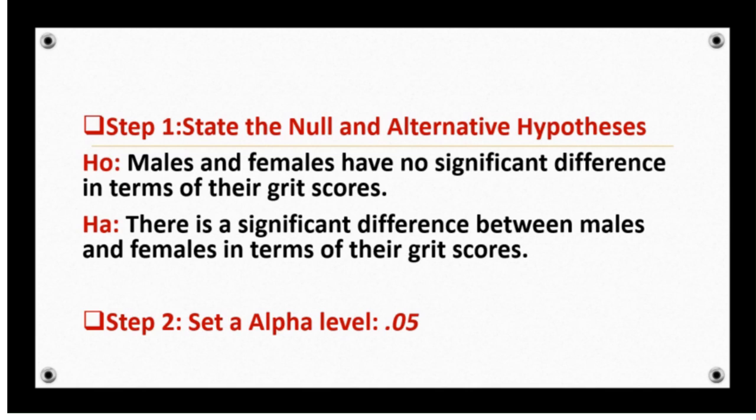So, if you ask me what the significance level alpha is, the significance level, also denoted as alpha, is the probability of rejecting the null hypothesis when it is true. For example, the significance level is 0.05. That means a 5% risk of concluding that a difference exists when there is no actual difference.